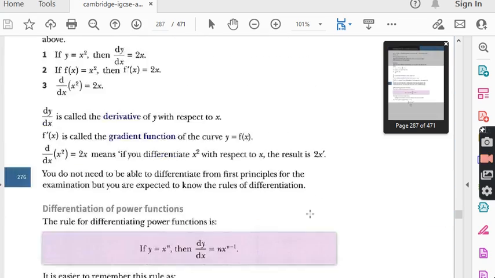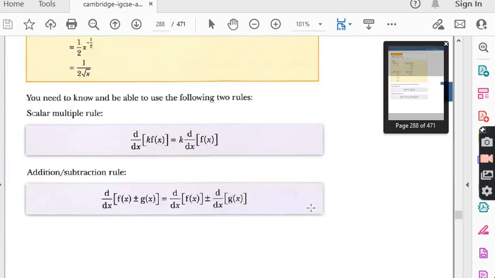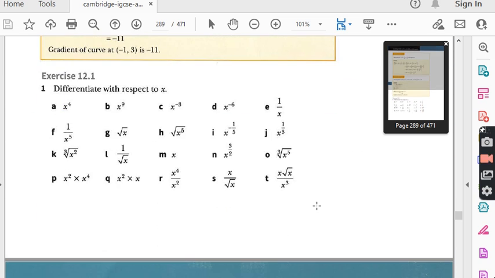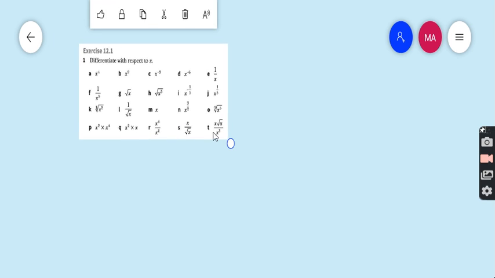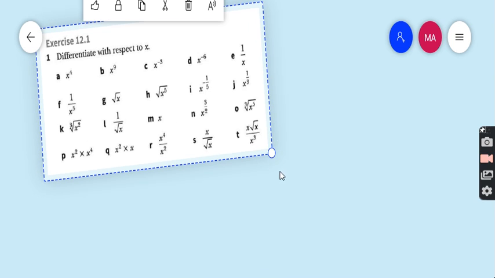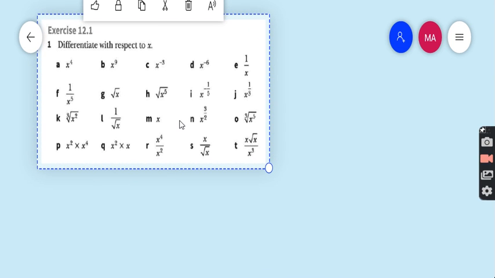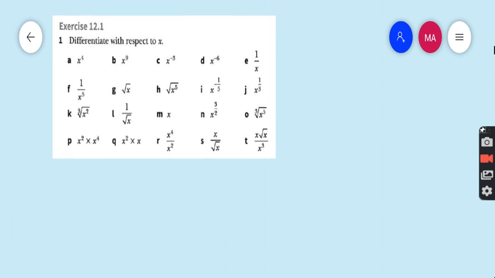These are concepts I am not covering, because without them we are able to do the whole of chapter number 12. When you are in A level, you will see more concepts of differentiation and the geometrical representation of the derivative as well. But for this stage it is not necessary.